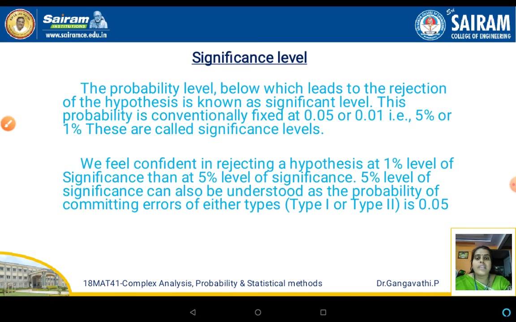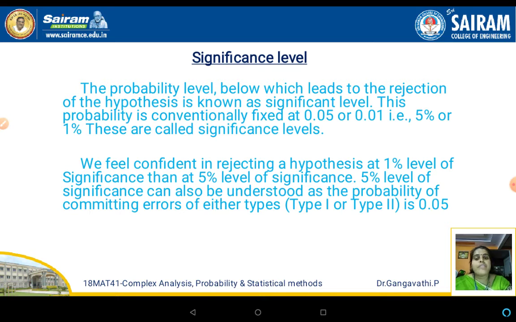What is the significance level? It is the probability level below which leads to the rejection of the hypothesis. Probability level means a numerical weightage will be given. The probability level below that numerical value, which leads to the rejection of a hypothesis, is known as the significance level. This probability is conventionally fixed at 0.05 or 0.01. 0.05 is nothing but 5% and 0.01 is nothing but 1%, and these two, 5% and 1%, are called significance levels.